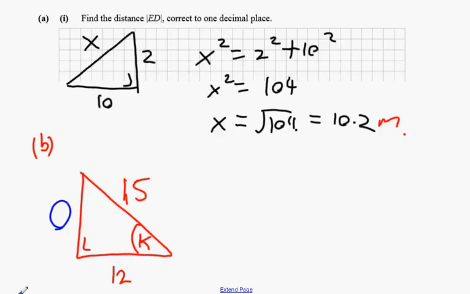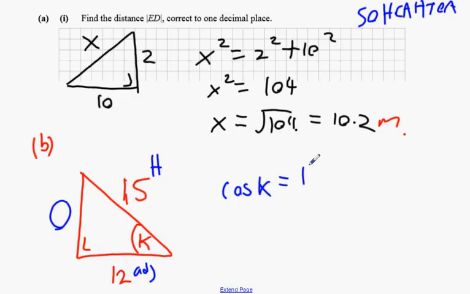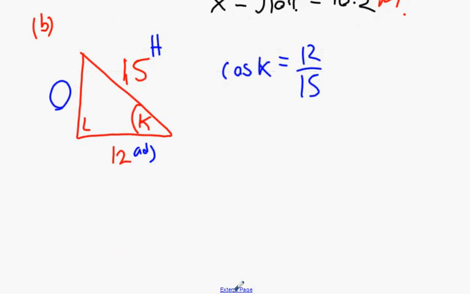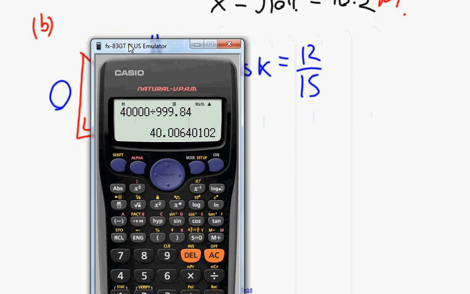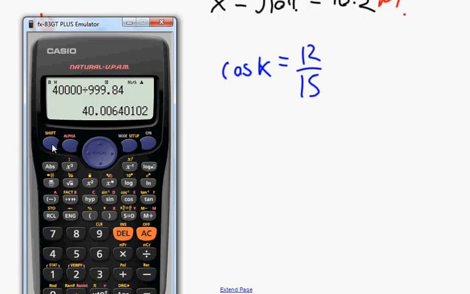I know that that's the opposite. That's the hypotenuse, and this one's the adjacent. We use cos k equals, remember SOHCAHTOA, cos is adjacent over hypotenuse, which is going to be 12 over 15. What's the only way to end an angle question, James? What button do we need to press? And what type of inverse are we doing for this specific question? Cos inverse, 12 divided by 15.